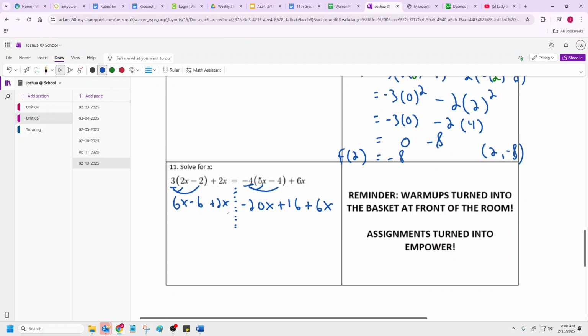All right. Now I'm going to check my left-hand side. Can I do normal math? Yep, I can combine like terms. My x's go together. 6 plus 2, I'm adding the coefficients, is 8x. And then I'm going to bring down the minus 6. Now I'm going to look on the right-hand side. Can I put anything together? Yes, I can. I have x's again. So negative 20x plus 6x is negative 14x. And then I'm going to bring down my 16.